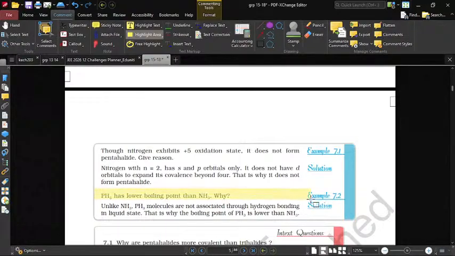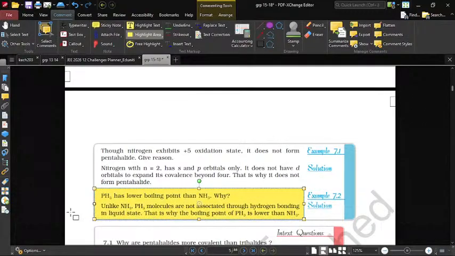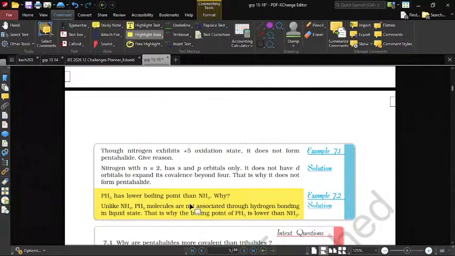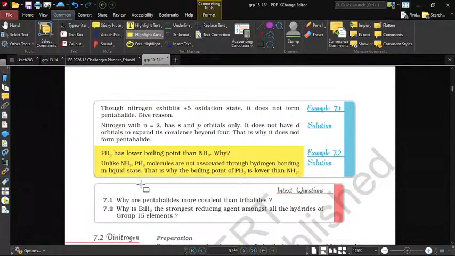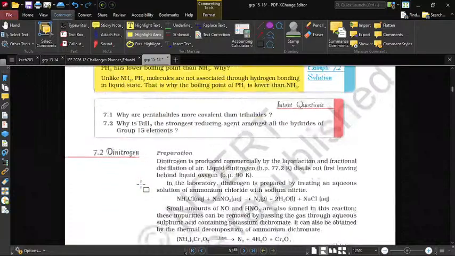PH3 has a lower boiling point than NH3. Unlike NH3, PH3 molecules cannot associate through hydrogen bonding in the liquid state. That is why the boiling point of PH3 is lower than that of NH3.